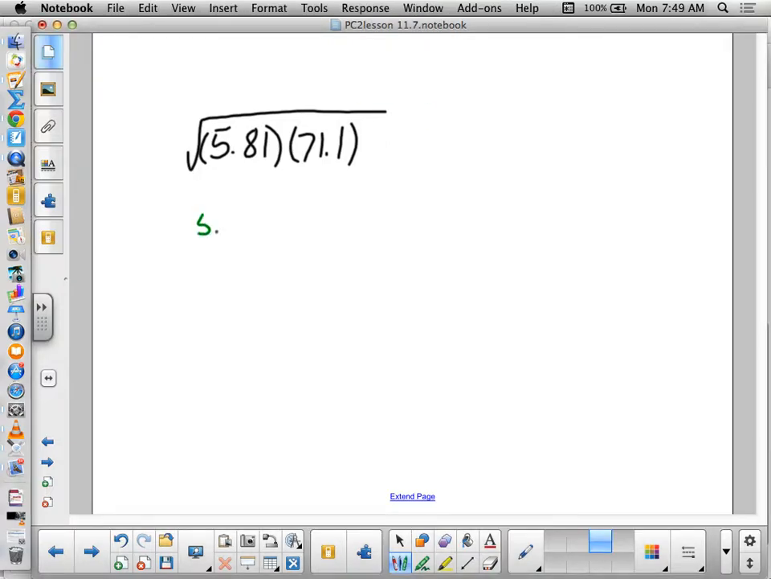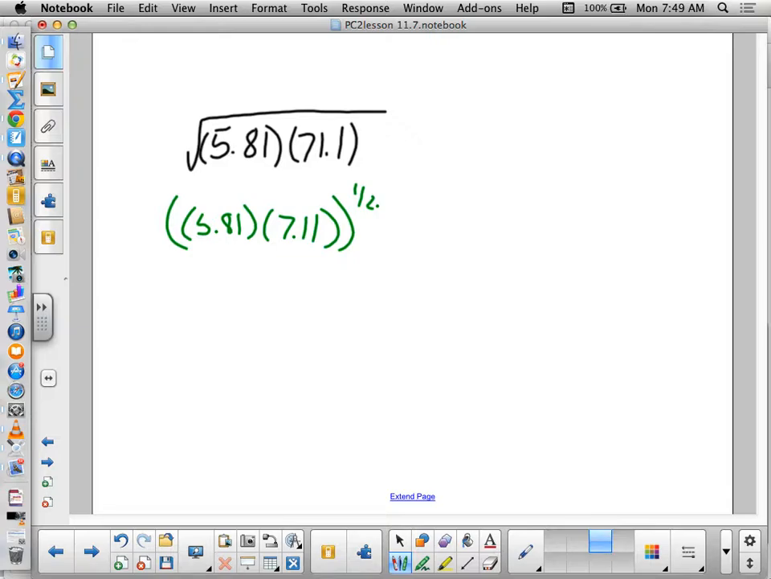So that's 5.81 times 7.11, and they're both to the 1/2 power. Okay? So now that we've got that, all they want us to do is to evaluate that using log.